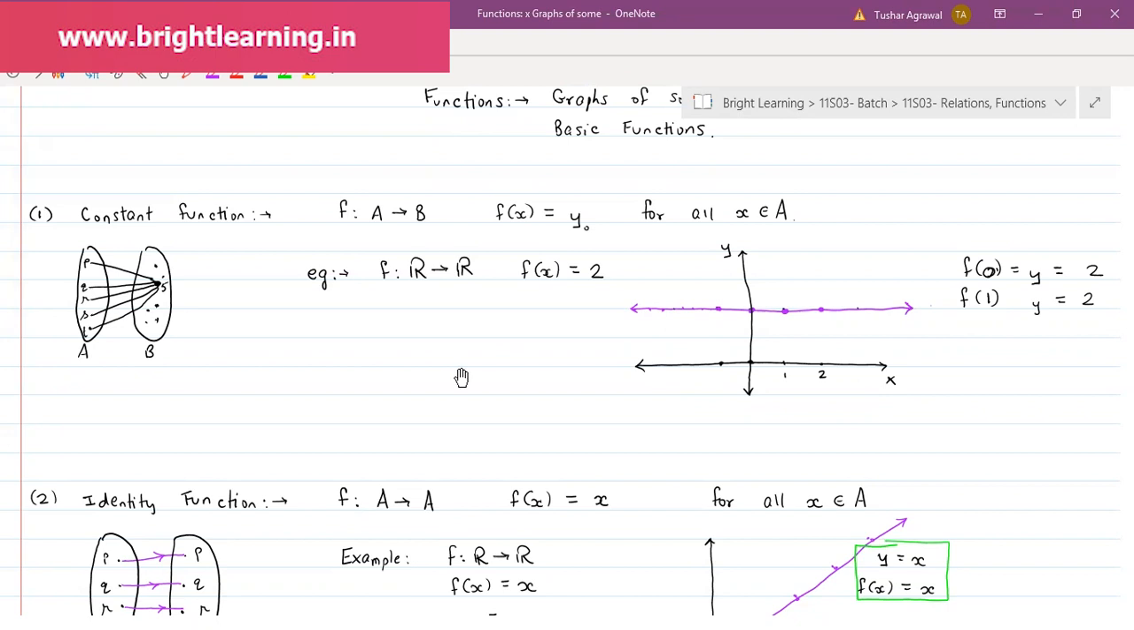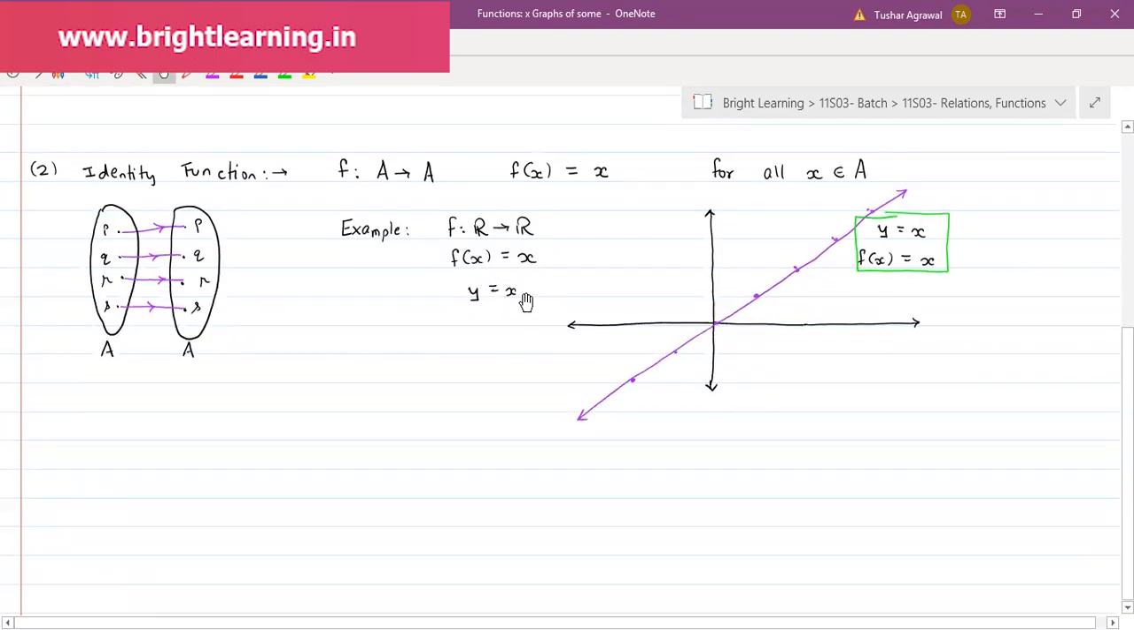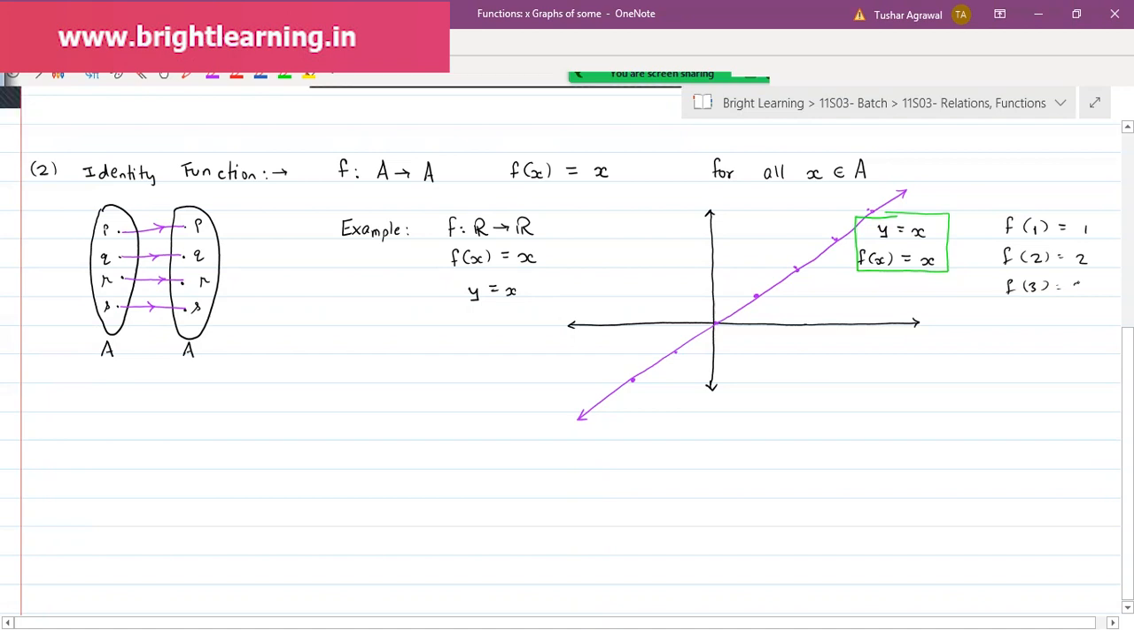Then for the identity function also, identity function is what? f of x, where p will be related to p, q will be related to q, r will be related to r, s will map to s. So for the example I gave you, from R to R, f of x equal to x. So what will be the image of 1? The image of 1 will be mapped to 1 itself. The image of 2 will be 2 itself. The image of 3 will be 3 itself.